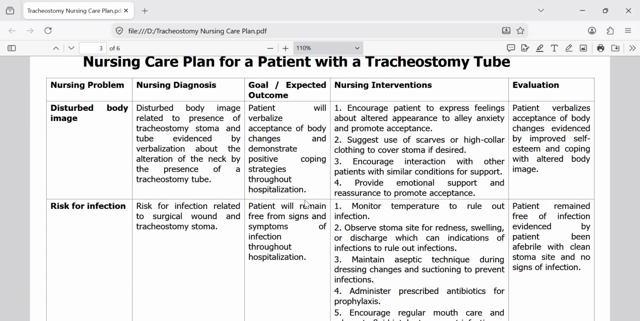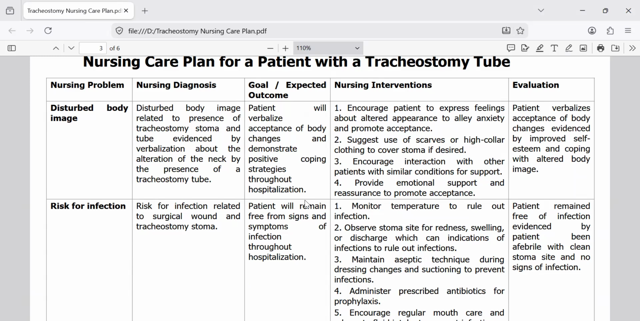Nursing diagnosis: disturbed body image related to presence of tracheostomy, stoma, and tube, evidenced by verbalization about alteration to the neck by the presence of the tracheostomy tube. So the patient can verbalize, but remember, the patient can communicate to you. Rather than saying verbalization, you can say evidenced by the patient communicating about being uncomfortable with the presence of the tracheostomy on the neck or the appearance of the tracheostomy on the neck.